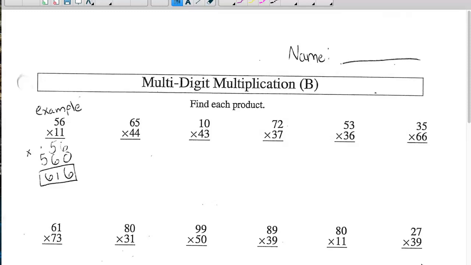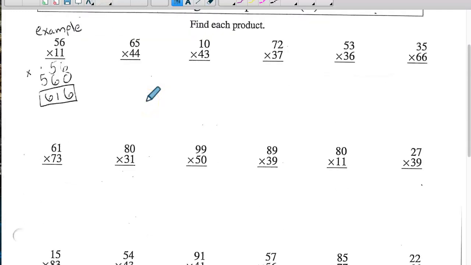Alright, I was hoping to do this with you at the front of the classroom, but because my smartboard isn't working, I guess I have to record it now. So I'm going to go through this sheet pretty quickly. Basically what you're doing here is you're just checking your answers.